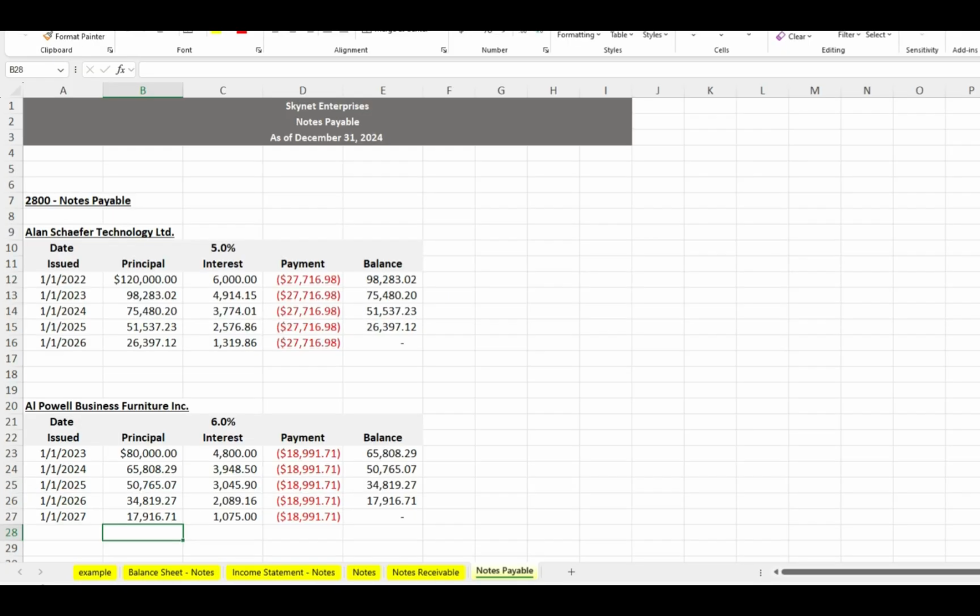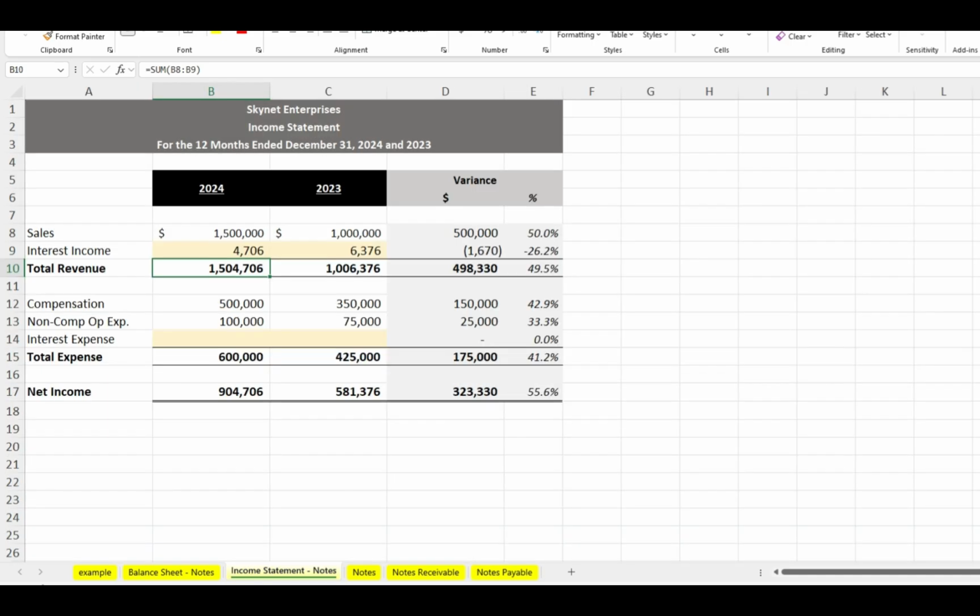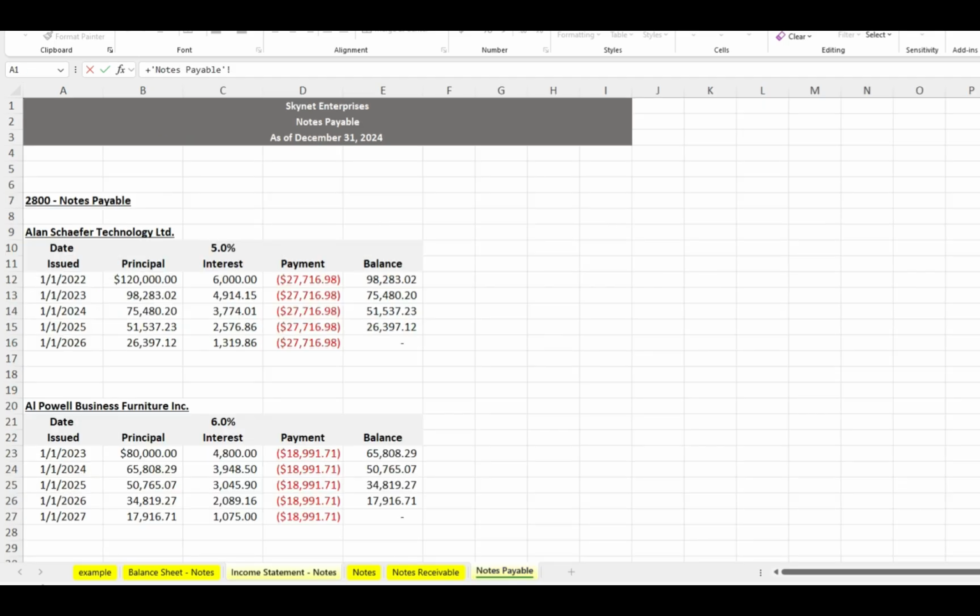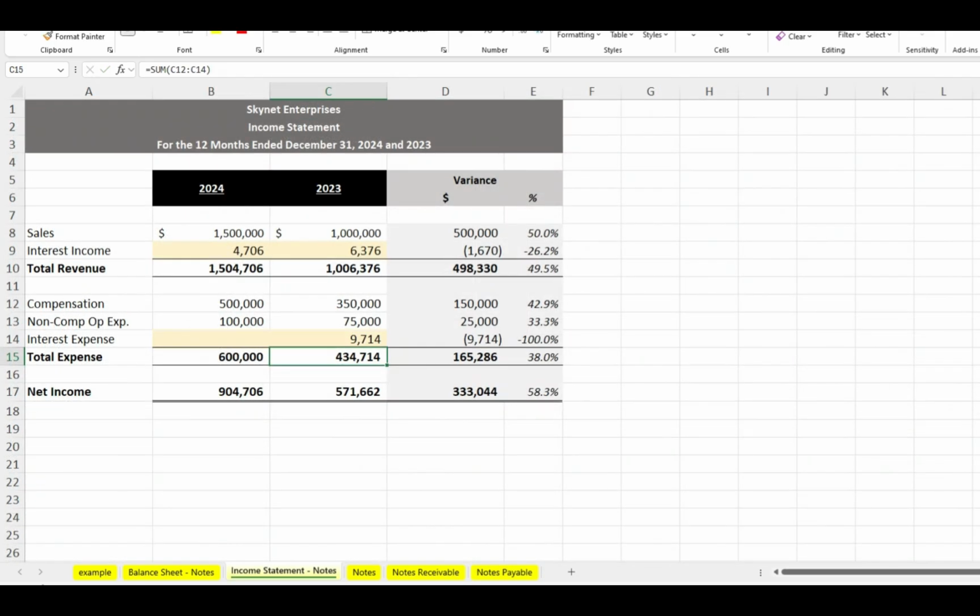Now that we have our amortization schedule for our notes payable, let's see how it impacts the balance sheet and the income statement. In this situation, since these are notes payable, these are liabilities, we have interest expense. We're paying interest for borrowing these funds. So this is an expense that's going to be on the income statement. Let's grab 2023 as expense. From taking out those 2 promissory notes, we have $9,714 of interest expense.